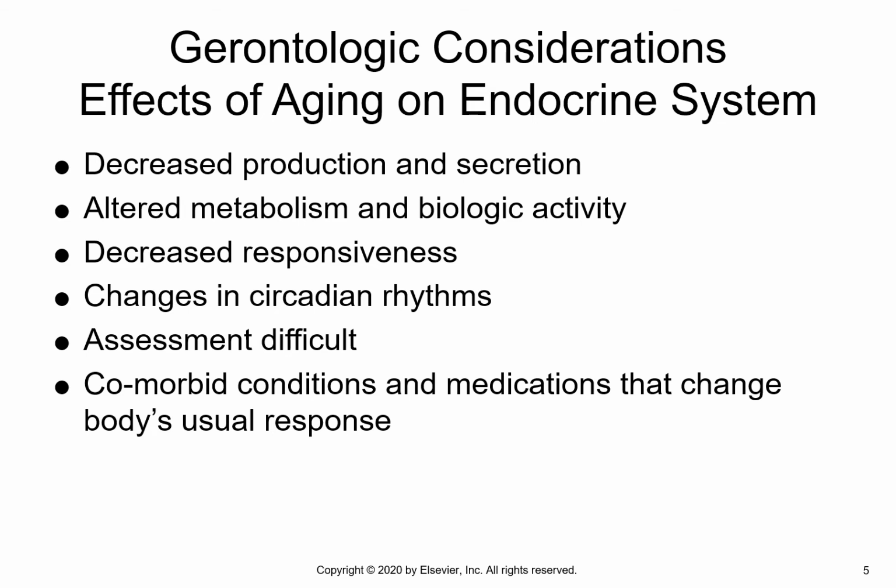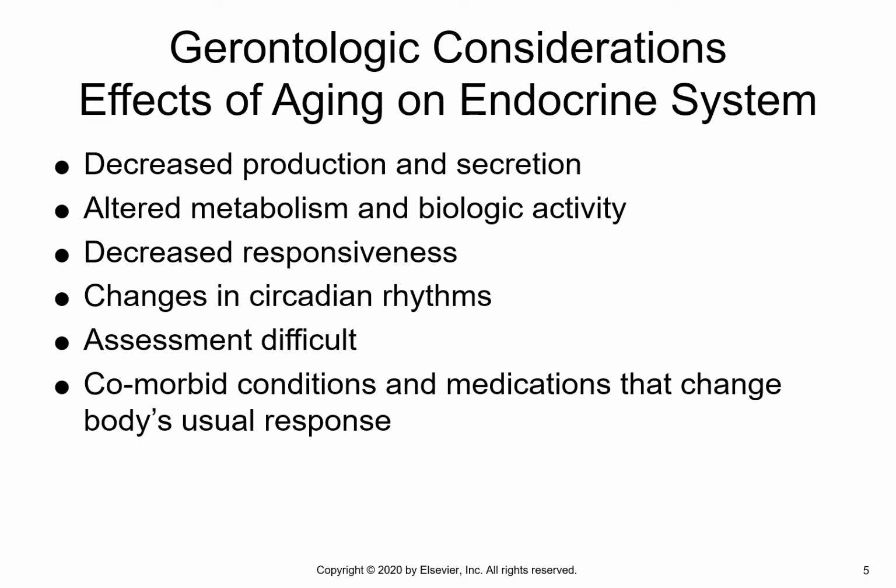These include decreased hormone production and secretion, altered hormone metabolism and biologic activity, decreased responsiveness of target tissues to hormones, and changes in cardiac rhythms. Assessing the effect of aging on the endocrine system may be difficult because the subtle changes of aging may mimic manifestations of endocrine disorders. Endocrine problems may manifest differently in an older adult than in a younger adult.